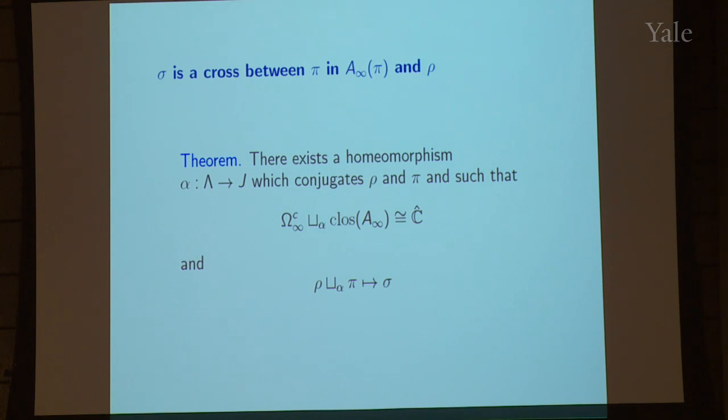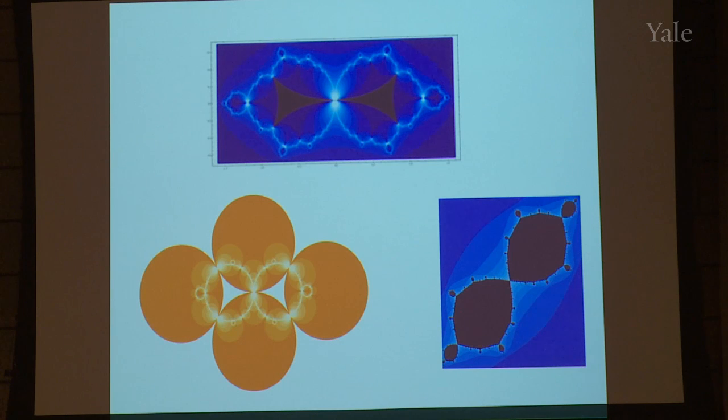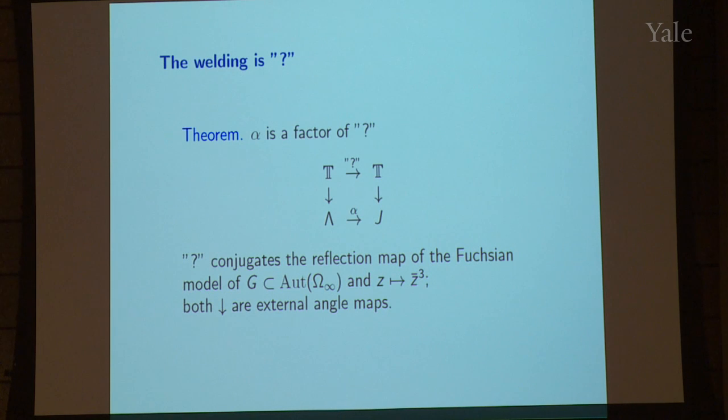More precisely, there's a homeomorphism from the limit set of the group to the Julia set of the polynomial, which conjugates the reflection map and the polynomial, and then you can introduce a conformal structure in this union, and the situation is the same as in the deltoid. So that's the illustration. The top picture is the case of the Schwarz reflection. You consider the outside of the Julia set and the inside of the limit set of the group. You put them together. And the welding is again the Minkowski question mark function, only you apply this question mark function to external angles.